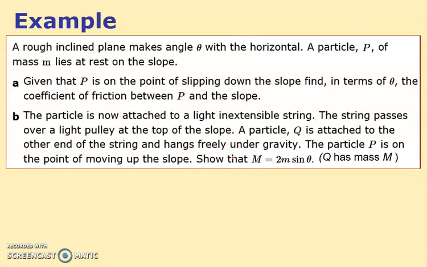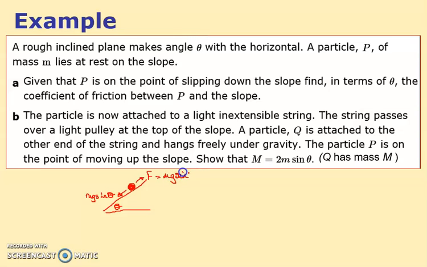So we've got a rough inclined plane. The rough, of course, implies there's friction. Inclined, it's on the slope. So I'm going to draw it. There it is. Not the best picture in the world, but you get the angle theta. There's my particle P of mass m, which lies at rest on the slope. Now, by definition, it's trying to fall down the hill, and down the hill is mg sine theta, and up the hill is F, the friction. Given that P is on the point of slipping, that basically means these two things are equal. So F equals mg sine theta.